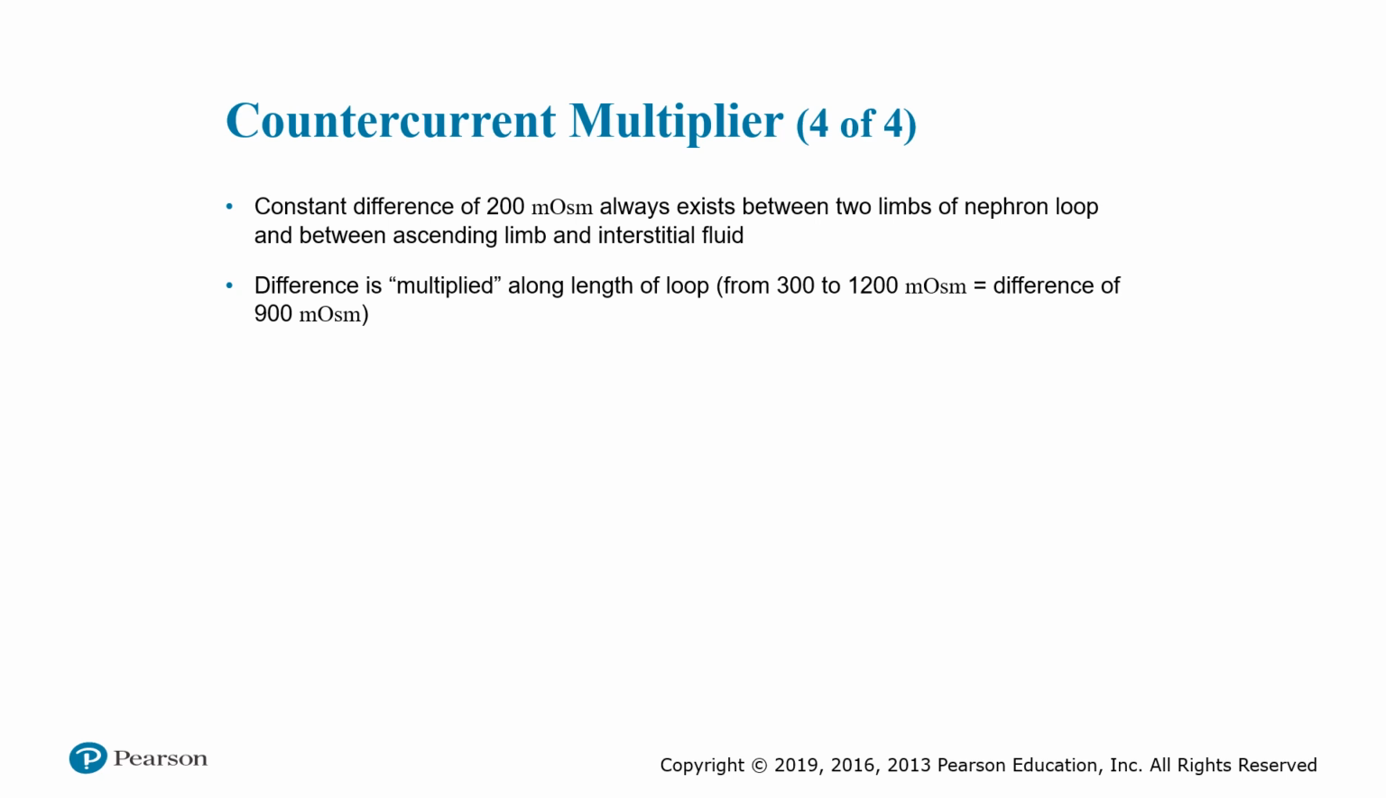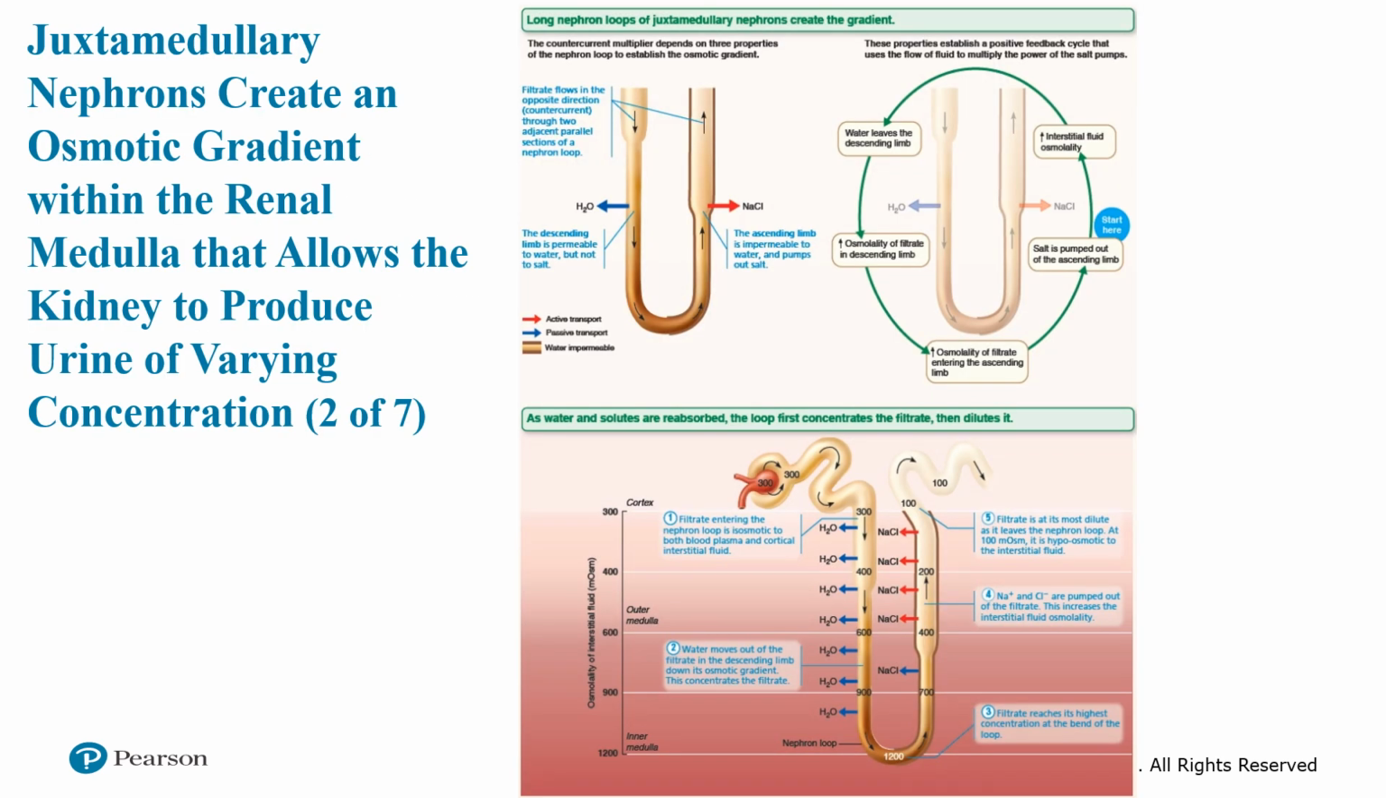So there is a constant difference of 200 milliosmoles. It exists between the two limbs of the nephron loop and between the ascending limb and the interstitial fluid. And this difference is multiplied along the length of the loop from 300 to 1200 milliosmol. And we see the difference even here is 300 milliosmol. Now, I was waiting for this diagram to come so we can now visualize the things we spoke about.